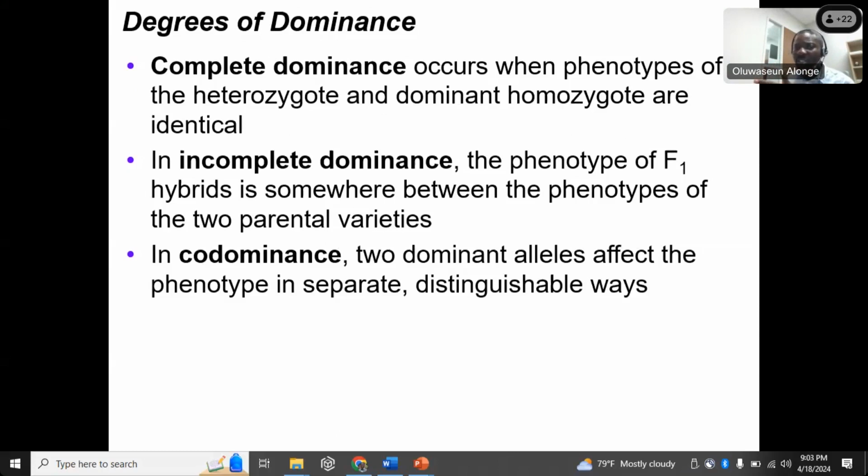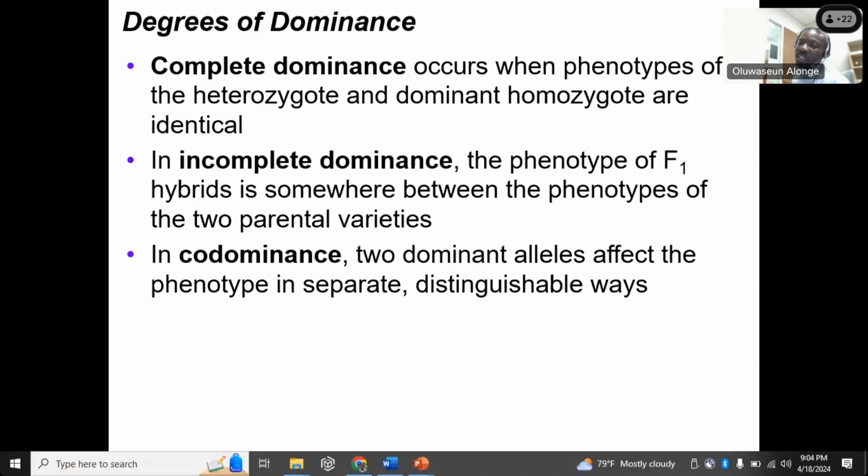That is complete dominance. Complete dominance occurs when the phenotypes of the heterozygous and the dominant homozygous are identical. But there are cases of incomplete dominance. In incomplete dominance, the phenotype of the F1 hybrid is somewhere between the phenotypes of the two parental varieties. That is the case when a white dog and a black dog mate, and instead of the offspring all being black or white, they end up becoming gray or a harsh color.